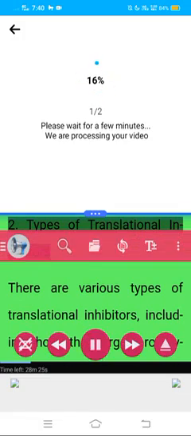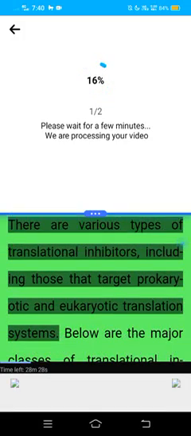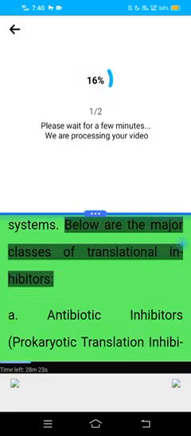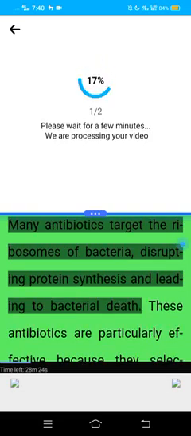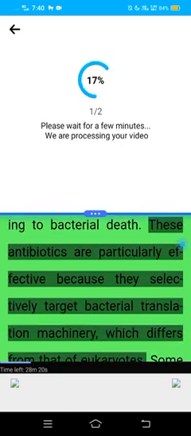2. Types of translational inhibitors. There are various types of translational inhibitors, including those that target prokaryotic and eukaryotic translation systems. Below are the major classes of translational inhibitors. A. Antibiotic inhibitors, prokaryotic translation inhibition. Many antibiotics target the ribosomes of bacteria, disrupting protein synthesis and leading to bacterial death. These antibiotics are particularly effective because they selectively target bacterial translation machinery, which differs from that of eukaryotes.